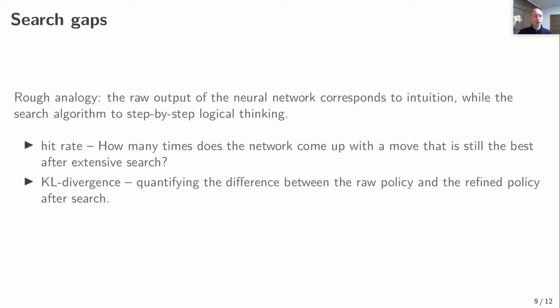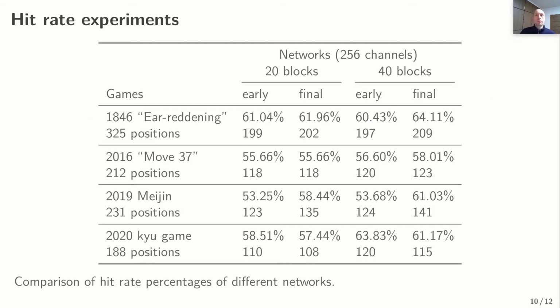This, of course, requires some thinking, because there are some illegal moves, and the KL divergence doesn't work with 0 entries. So we have to choose that. Okay, so we are talking about the top 10 moves and the probability distributions for that. But okay, here are some experimental results for the hit rate.